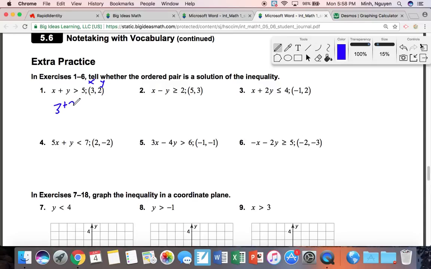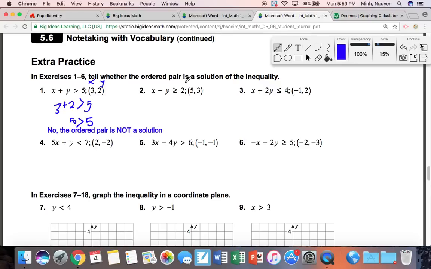So 3, this is x and y. 3 plus 2 is greater than 5. If it's a solution, whatever I say out loud will have to be true. So 5 is greater than 5. Is that true? No, it's not true because they are equal to each other. So no, the ordered pair is not a solution.